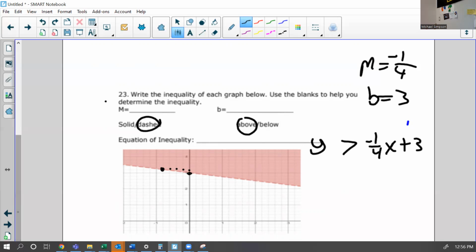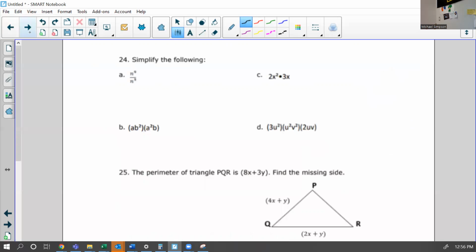23. Move on to 24. Simplify again. This is on a reference sheet, guys. If you're stuck on how to handle exponents, look at the reference sheet. It explains it to you.